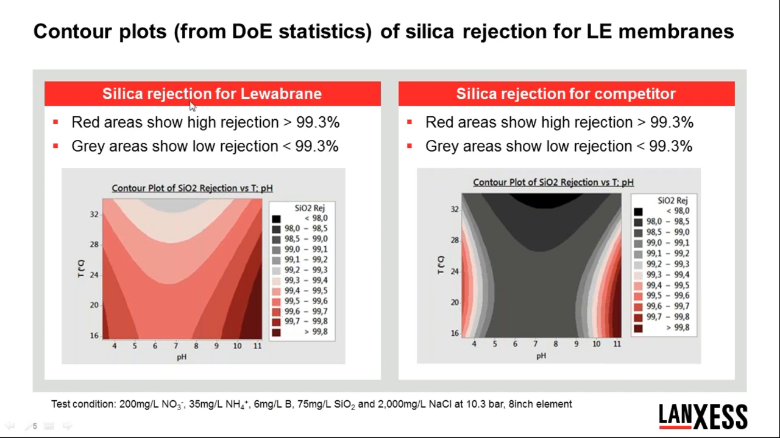And this is a piece of data for a low energy membrane where you can see Lanxess has a much greater percentage of red in its rejection profile over temperature and pH. And the more red, the better. So it turns out that for bulky ions, things like silicate, nitrate, borate, arsenate, the Lanxess chemistry actually has pretty good performance. Let's move to the next slide.